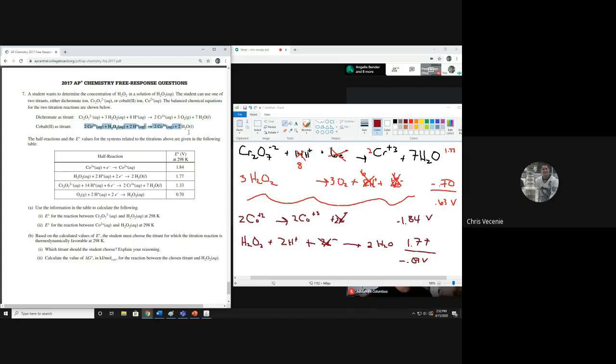We had to make it match this one. And that means we used the 1.77 volts. It stayed the way it was written, right? So it's a positive. But when we add them together, we get negative 0.07 volts, right, when we do that. All right. Questions from you guys on letter A there. All right, so you drop in to letter B.